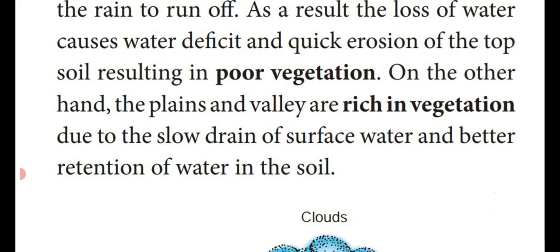So the top of the hill region is showing poor vegetation due to the running of the rainwater from top to the bottom. When compared to the plains and the valleys, they contain a sufficient amount of water due to slow running of water. They are showing the rich vegetation and also the water is retained in the soil. So that is said to be the steepness of the mountain.